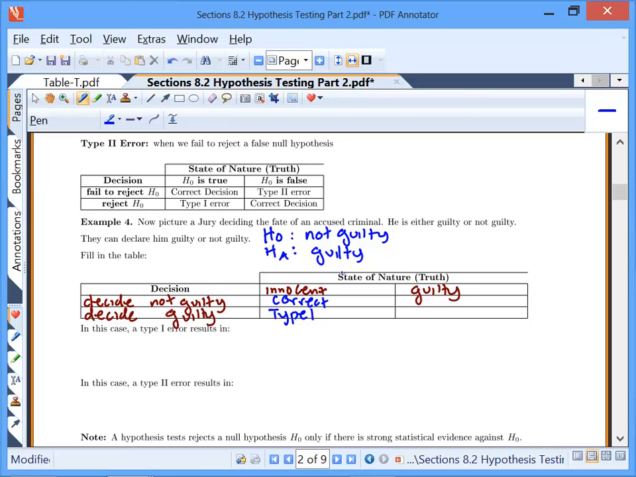Okay, so the null hypothesis was correct, that he was innocent, but we decided otherwise, an error, so that's a type 1. If he is guilty and we decide not guilty, that is type 2. And if he's guilty and we decide that, it is correct. So a type 1 error results in what? If you make a type 1 error, what are you doing to this guy? Okay, so an innocent man is guilty.